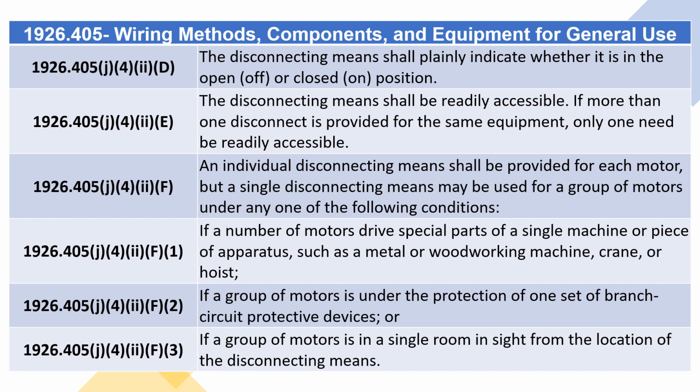1926.405(j)(4) An individual disconnecting means shall be provided for each motor, but a single disconnecting means may be used for a group of motors under any one of the following conditions. If a number of motors drive special parts of a single machine or piece of apparatus, such as a metal or woodworking machine, crane, or hoist. If a group of motors is under the protection of one set of branch circuit protective devices, or if a group of motors is in a single room in sight from the location of the disconnecting means.